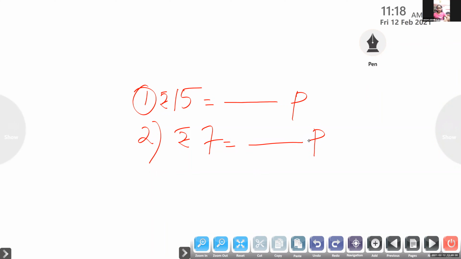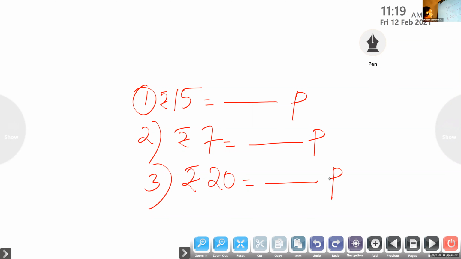So children, we are writing in the rough book. Those who joined late, now we are writing this in the rough book only. Now question number 3, the last one: Rupees 20 equal to dash paise. I will ask one by one. Don't say the answers. Siddhi, please mute your audio. Some disturbance is coming here.